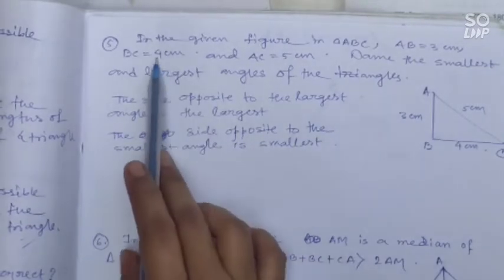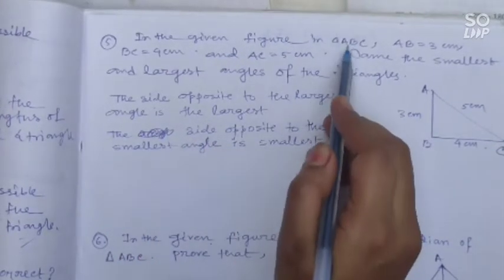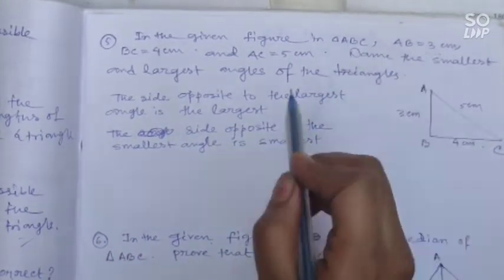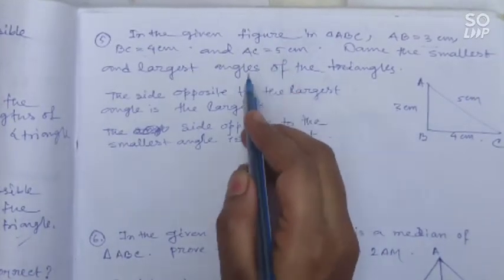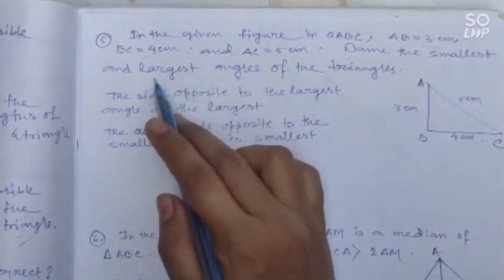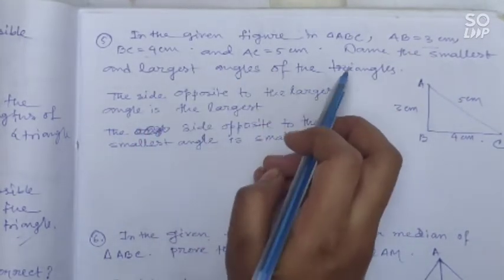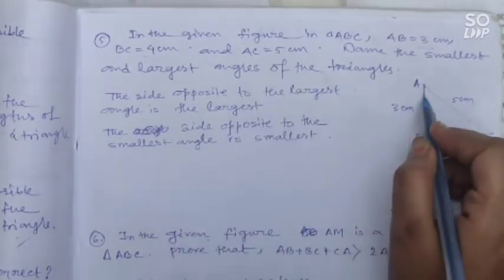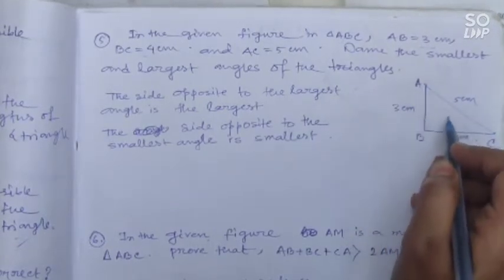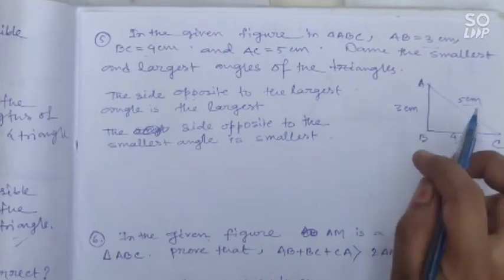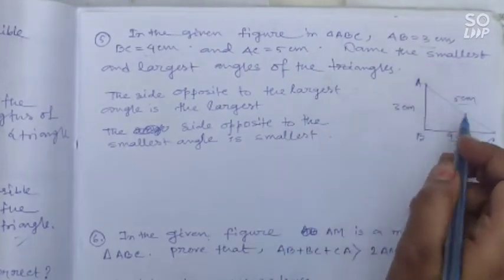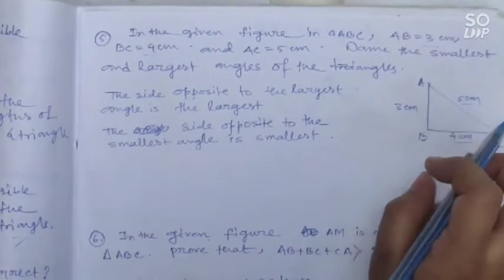Next, question number 5. In the given figure in triangle ABC, AB equal to 3 cm, BC equal to 4 cm, AC equal to 5 cm. Name the smallest and largest angles of the triangle. In this triangle, the length of each side is given. You have to find the smallest angle and the largest angle.